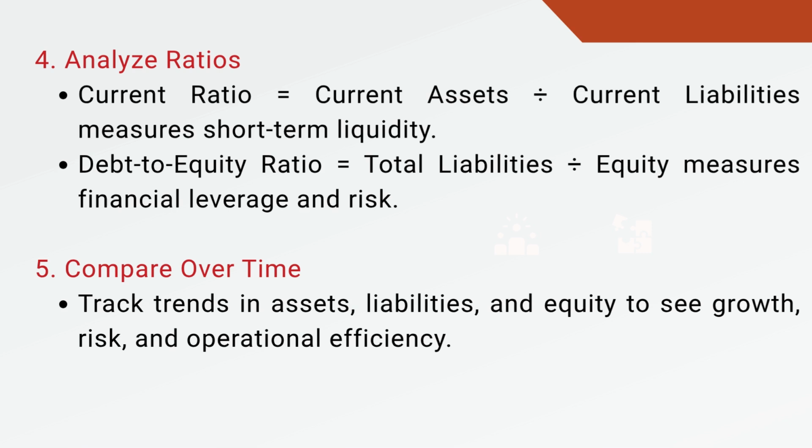Next, we analyze ratios. We look at current ratios and debt to equity ratio. Current ratio is calculated by dividing current liabilities by current assets to measure the short term liquidity, while the debt to equity ratio is calculated by dividing the total liabilities by equity and hence measuring financial leverage and risk of the business. In a final step, we compare over time to track trends in assets, liabilities, and equity to see growth, risk, and operational efficiency of the business.